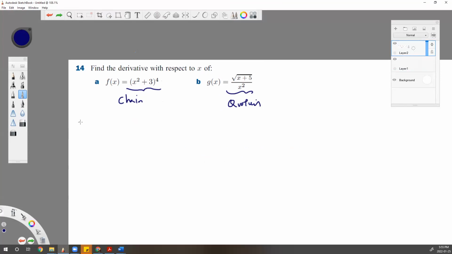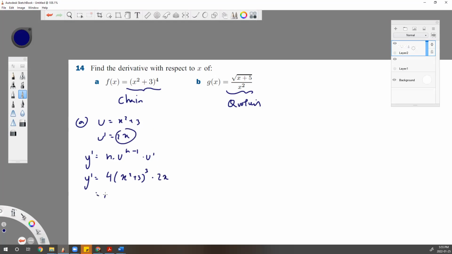So for question A, u equals x squared plus 3, u'(x) is 2x. The formula for the chain rule is n times u to the power n minus 1 times u'(x), right? So n will be 4. You put the 4, and then u, x squared plus 3, to the power 4 minus 1, times u'(x), 2x, right? And that's the answer, 8x times (x squared plus 3) cubed.